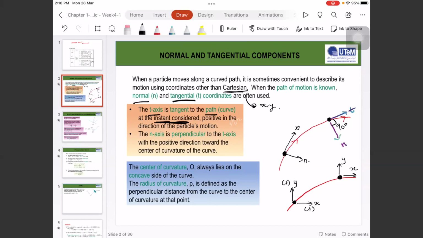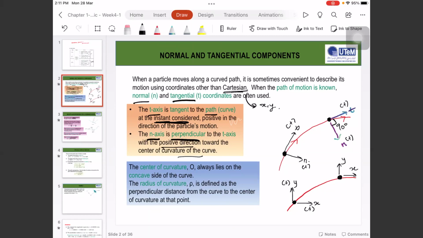Tapi untuk tangent and normal components, the same direction as the motion is positive, and then going inwards to the curve is positive. This one is positive, this one is positive, and this one is positive. Right? The n-axis is perpendicular to the t-axis with the positive direction towards the center of curvature of the curve. Right? So the direction is toward the center of curvature of the curve.